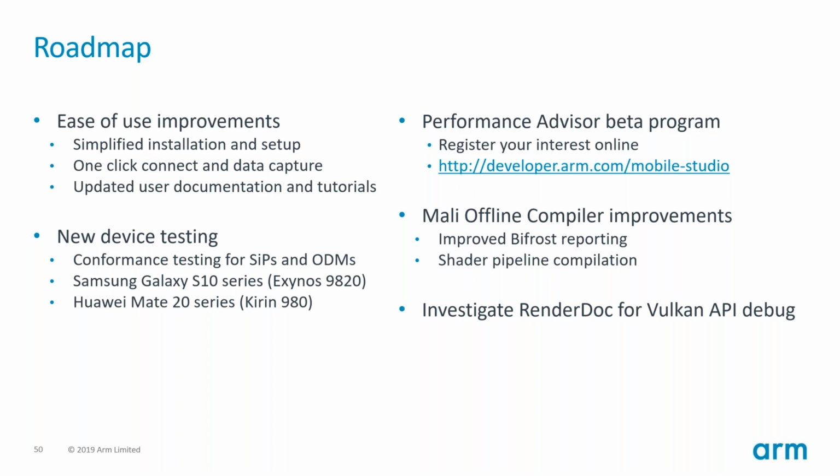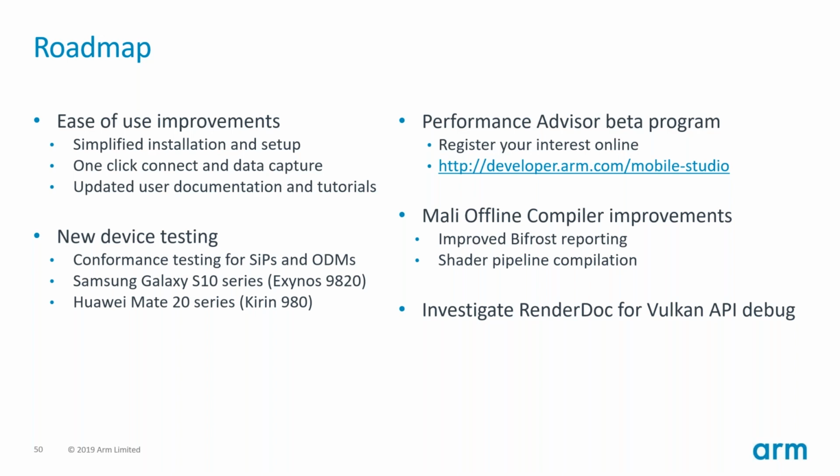We're going to look at increasing the number of devices that we officially support. So we have the new Samsung Galaxy S10 and the Mate 20 device that we need to go and test and make sure they work as we expect. I also mentioned earlier we're going to look at rolling out a conformance testing program for silicon partners and device manufacturers, so they can test ahead of time to make sure their devices are going to work well with our tools. The Performance Advisor tool is in beta, so if you're interested in signing up for our beta program, you can sign up on our website.